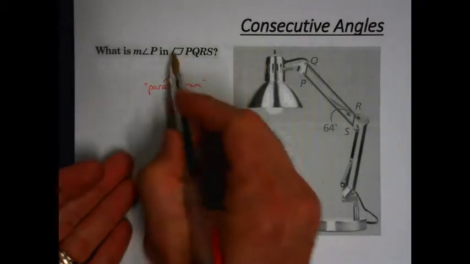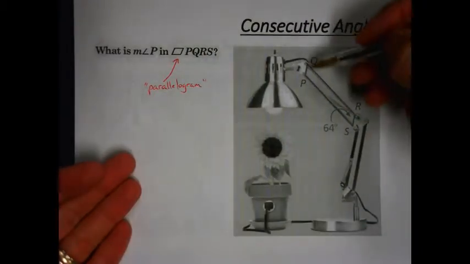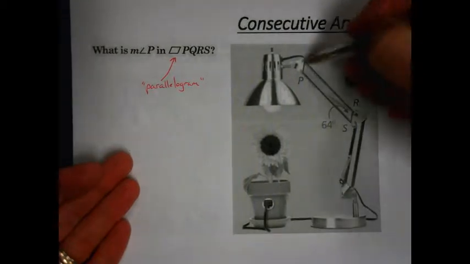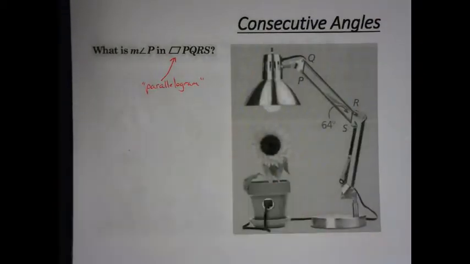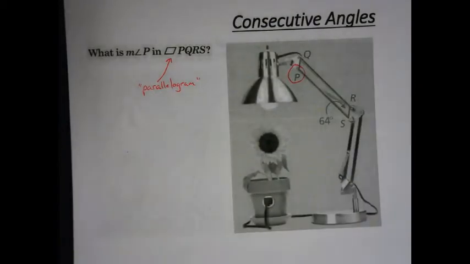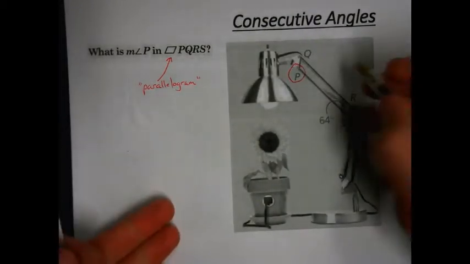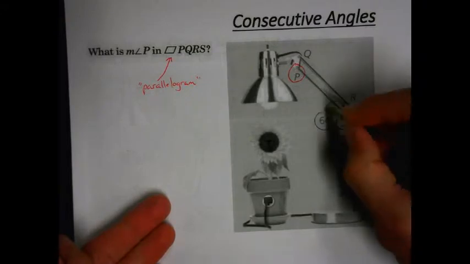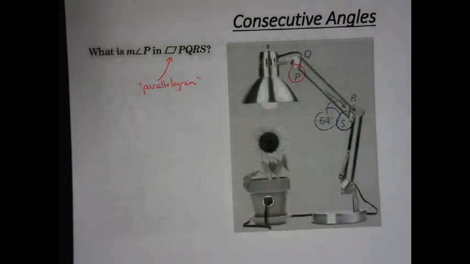We have that symbol here, and we know we're dealing with this picture here, and it's a parallelogram. It's asking, what is the measure of angle P? Here, of course, is angle P. It tells us that this angle over here, angle S, is 64 degrees. So what we have to do is remember the note.